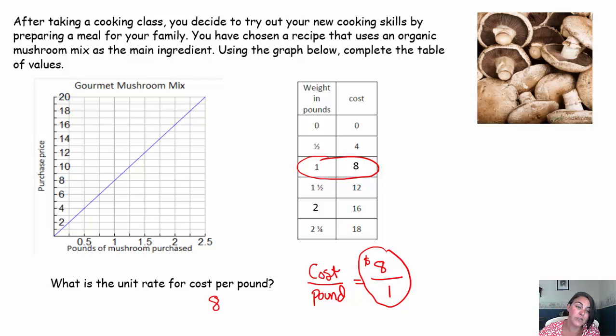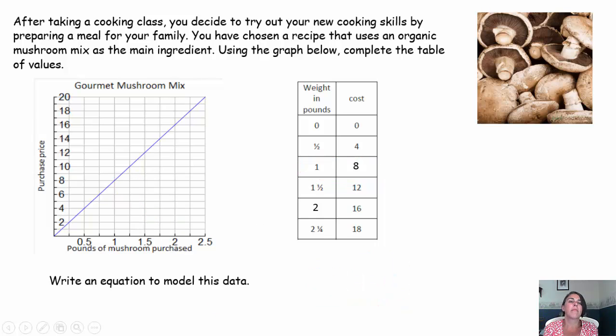You could have also seen that from the graph. If you take a look, it's 1, 8. As soon as your first coordinate is 1, you know that second coordinate will give you your unit rate. And in this case, it means $8 per pound. Try to write an equation to model this data. So pause the video, try to write an equation, and come on back.